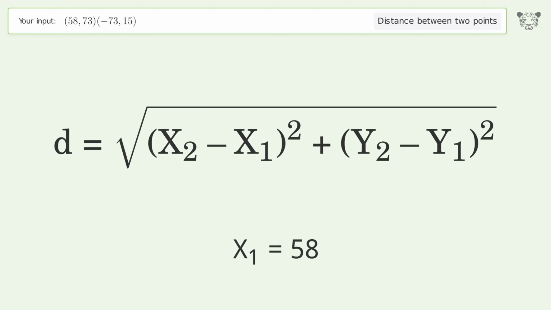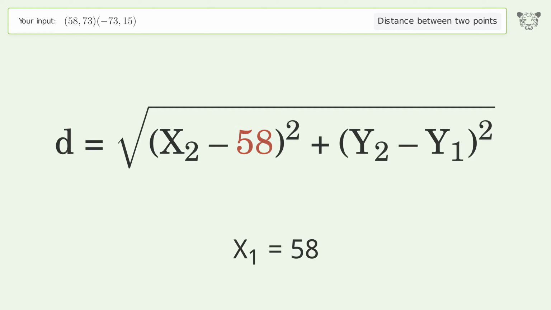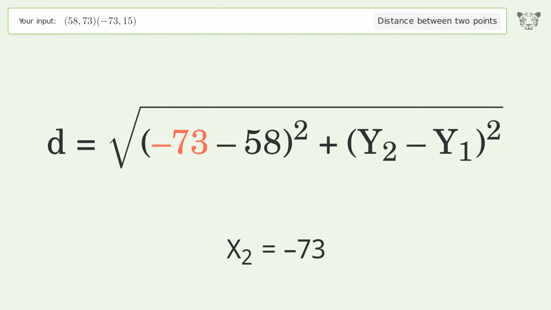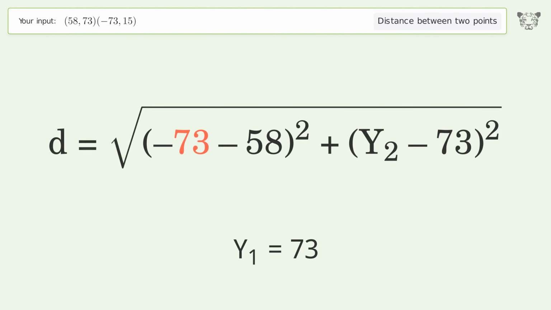x1 equals 58. x2 equals negative 73. y1 equals 73. y2 equals 15.